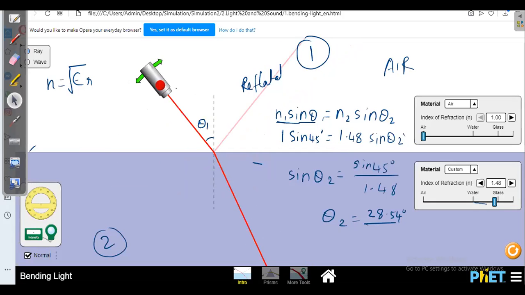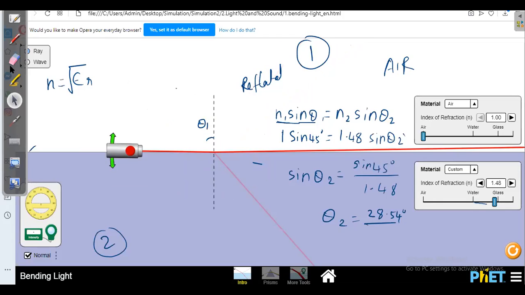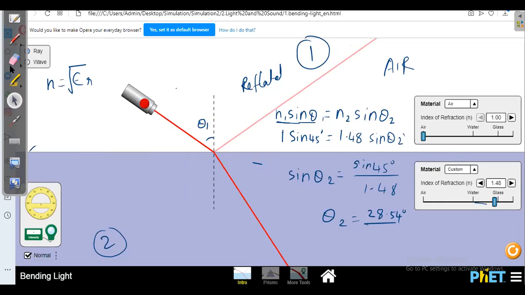Do you understand, sir, what I am saying? Total internal reflection means what? Your incident and reflected wave have to be in the same medium. Then only it is called total internal reflection. There should be total reflection, and there should not be any refraction. That condition is called total internal reflection.